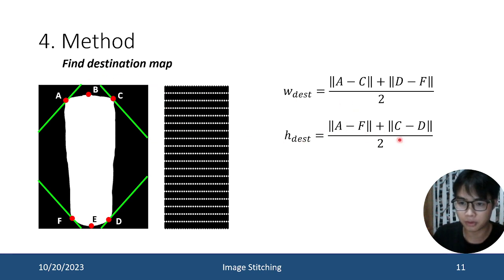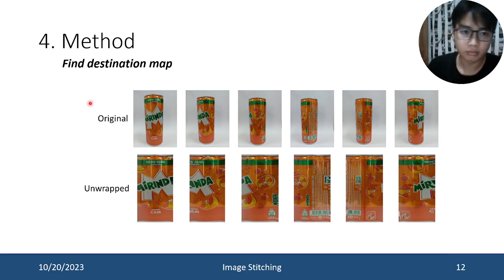Similarly, to compute the height of the destination map, let's use this formula. Here is the destination map. Here is the original image that we collected, and then by applying a few traditional image processing steps to unwrap the cylindrical object, we got the unwrapped image with 6 point viewpoint.